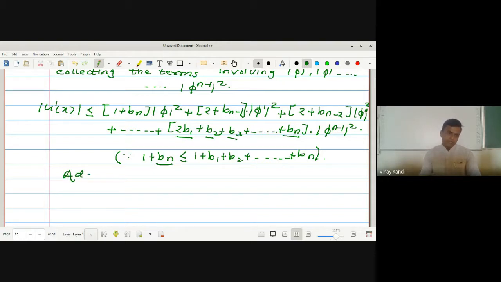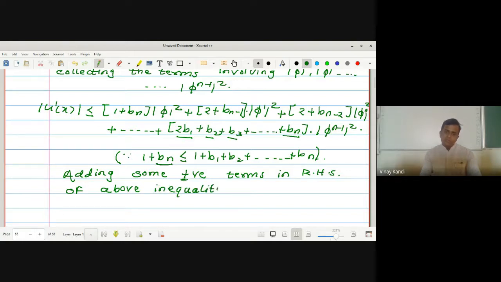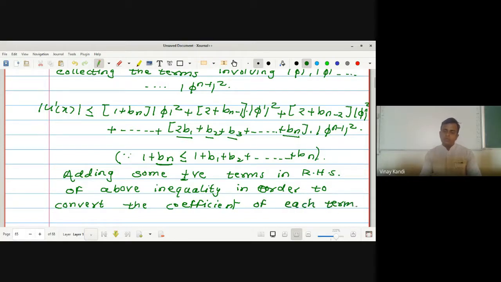So adding some positive terms in right hand side of above inequality in order to convert the coefficient of each term to 2k. Okay, why are we adding? Because we have to convert the coefficient of each term to 2k.